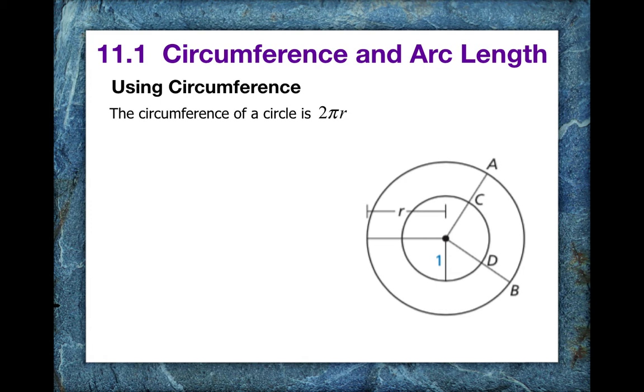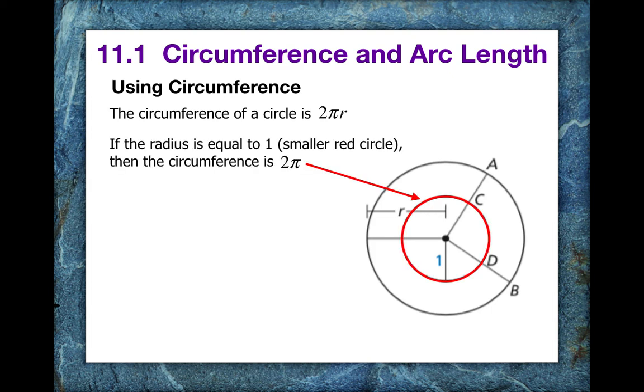Let's talk about using the circumference. The circumference of a circle is 2 pi r. If I was to calculate the circumference of this circle going around here with A and B, I would use this radius here. So that would be 2 pi r.